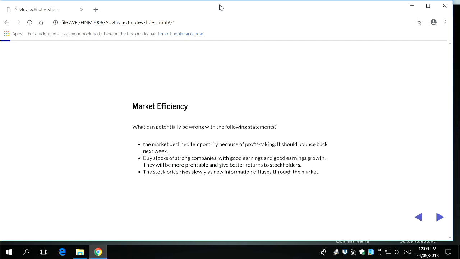Before we begin, I have some questions for you. Sometimes you see a lot of these statements. The question is, would these statements be potentially wrong? What's wrong with this statement? For example, the first statement: the market declines temporarily because of profit taking. It should bounce back next week. You see this kind of statement a lot in the newspapers. They will describe the market is down after a period of market increase, and say this is profit taking by the investors. Then it should bounce back next week.